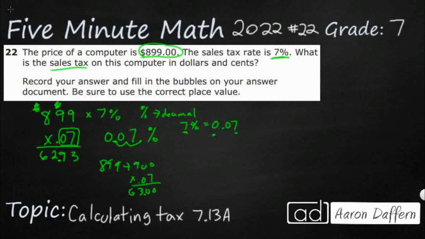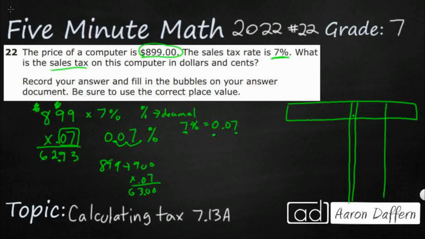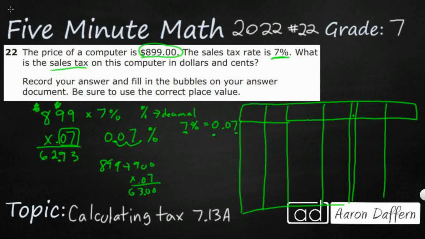All right, so $62.93, but now we've got to bubble it in correctly. We can do all that work, and we can get it incorrect if we don't bubble it in correctly. All right, so on our bubble sheet, we're going to get a long skinny line with no bubbles. It's the decimal point. We got 2 digits to the right. We've got 4 digits to the left. And we're just going to bubble in 62.93. That's our answer.